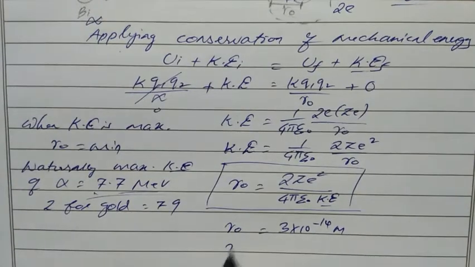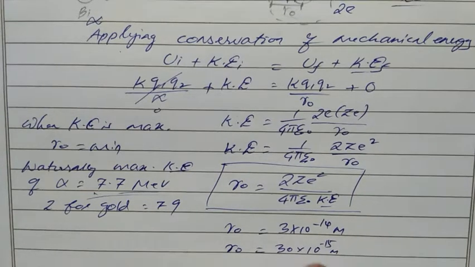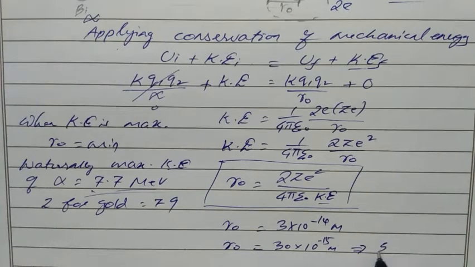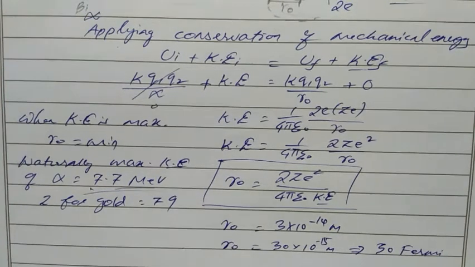Further we can write R naught is 30 into 10 power minus 15 meter. So this 10 power minus 15 meter is also known as Fermi. So we can say 30 Fermi. 10 power minus 10 is angstrom, 10 power minus 15 is Fermi. So the closest approach will be 30 Fermi.